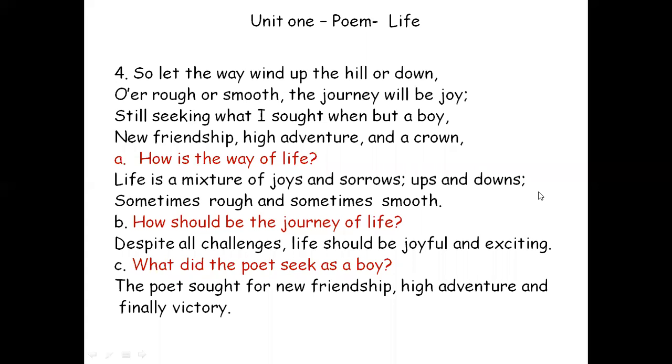These are all my sentences. Try to follow. How should be the journey of life? Despite all changes and challenges, life should be joyful and exciting. And last one, what did the poet seek as a boy? When he was a boy, he was looking for new friends, adventures, and victory. Whether it is new friendship or new adventures, victory is the final desire. Next.